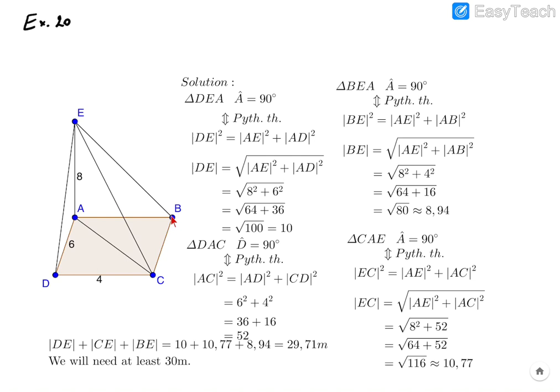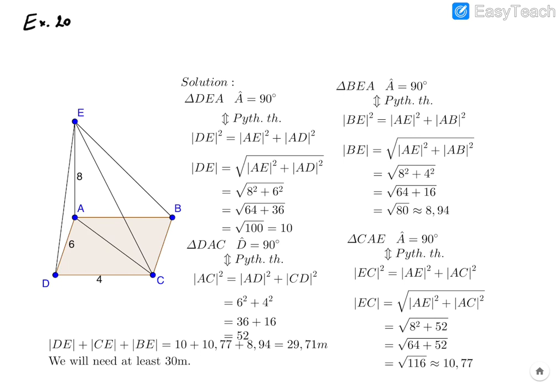Well, EAB is a right-angled triangle over here. EAD is a right-angled triangle, and also EAC is a right-angled triangle. But you have to keep into account that we don't know AC. But to calculate AC, we are able to work in ADC, which is right-angled as well. So in this case, you're going to use the Pythagorean theorem once, twice, 3, 4 times. And when you have the different values, you can add these.